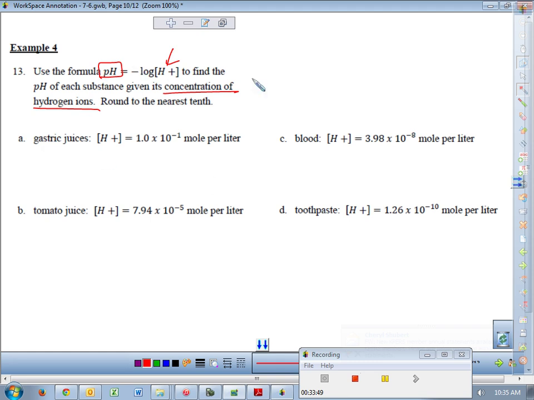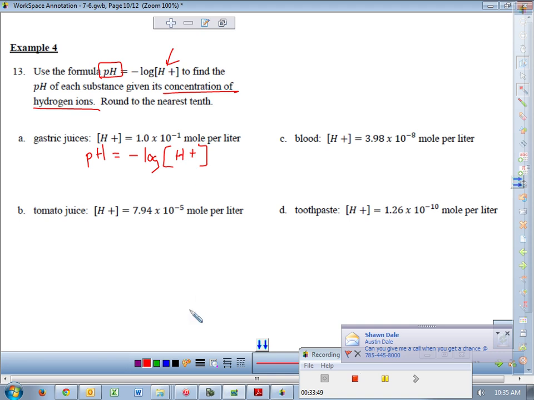Cool? So, here's the formula, right? First, let's start with our very first problem by writing that formula down. Please use the appropriate letters how they are. The P is lowercase, the H is capital. And they call that variable H plus. Cool? What do we know in part A? There are only two variables, pH and H plus. What do we know? So let's figure out what the pH is.